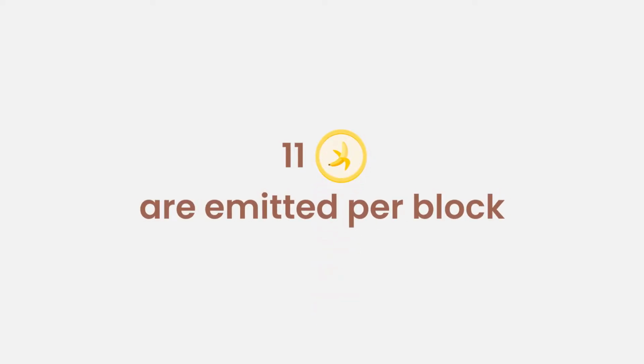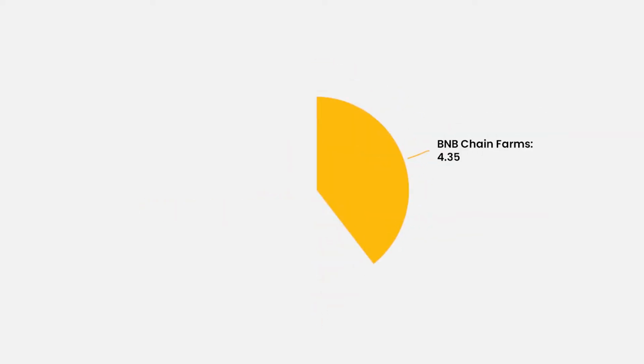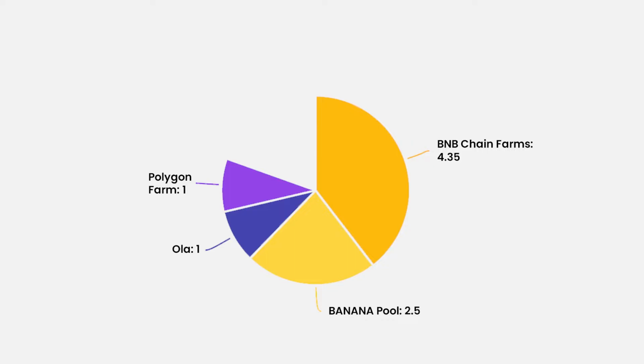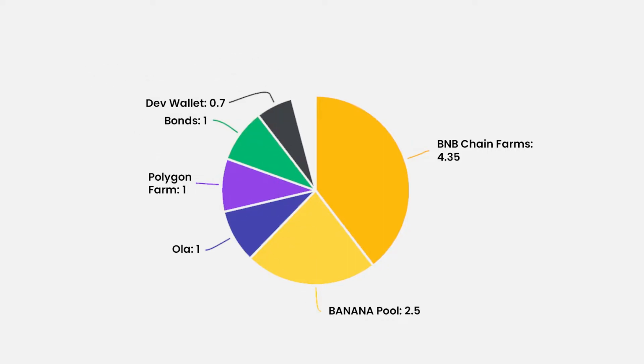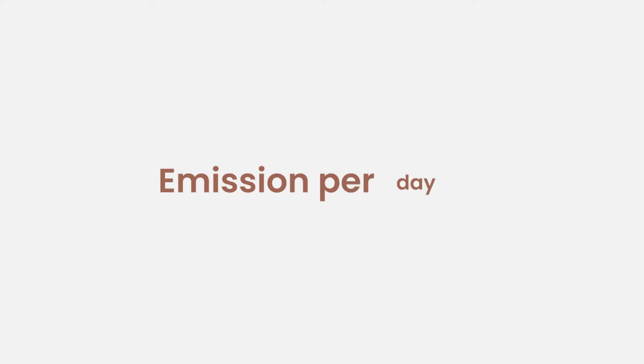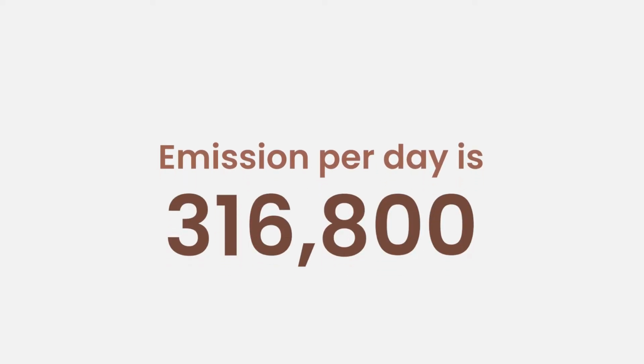There's currently no hard cap on the supply of Banana, making it an inflationary token. 11 bananas are emitted per block, from which 4.35 is destined to yield farms on the BNB chain, 2.5 to Banana Pool, 1 to the lending network, 1 to yield farms on Polygon, 1 to bonds, 0.7 to Dev Wallet, 0.3 is burned, and 0.15 is for GNANA pools. The emission per day is 316,800.